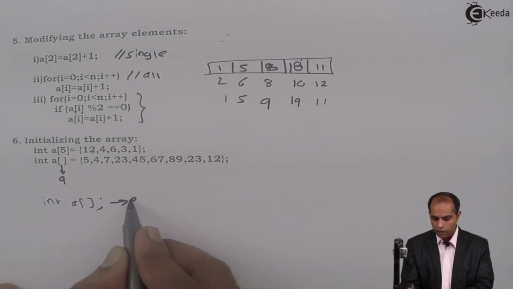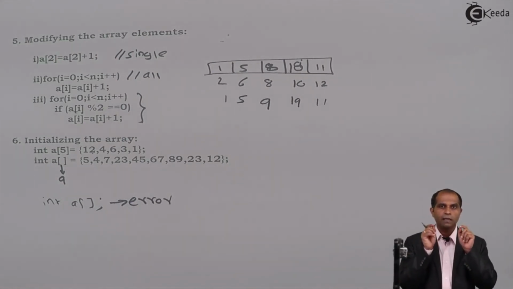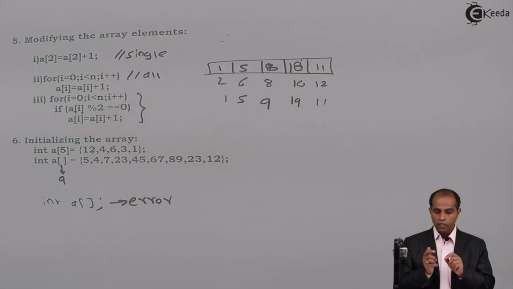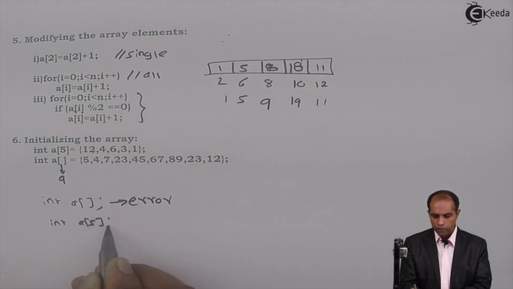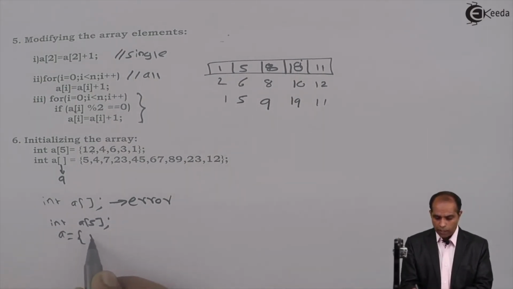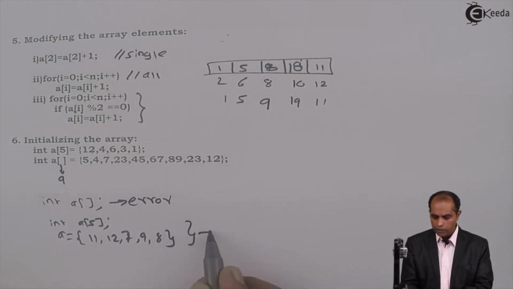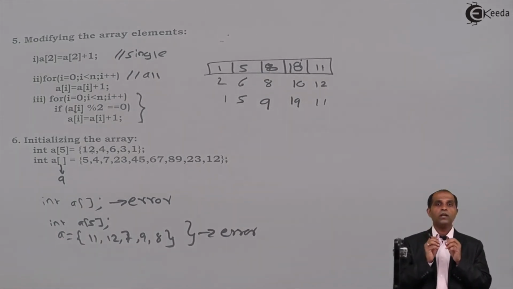This is an error. Why does this instruction lead to an error? The square bracket size can be optional only if the array is initialized. Here I have declared and initialized, hence the square bracket is optional. But if you only declare, size is not optional. You have to compulsorily give the size. Even trying this is an error: int a of say 5, semicolon, and say a equals curly bracket 11, 12, 7, 9, 8. Again, this is an error, because array initialization is permitted only in the declaration, not after the declaration.